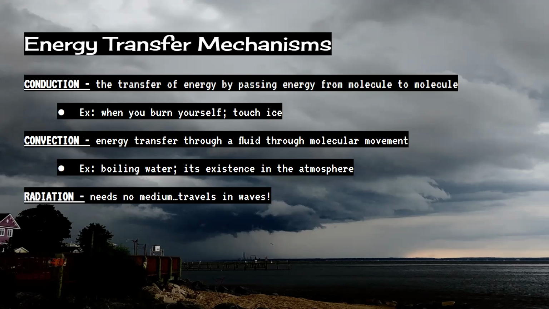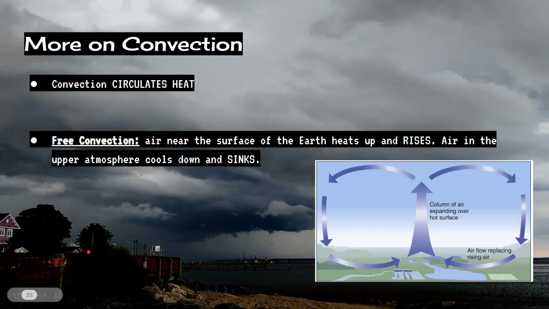The second transfer mechanism is convection. This is when energy is transferred through a fluid through molecular movement. We're going to talk way more about this, but boiling water is an example, and convection is also a very evident and present thing in the atmosphere. The last is radiation. Radiation doesn't need any medium to travel. It just travels in waves. We're going to talk about the second and third in detail. First, convection.